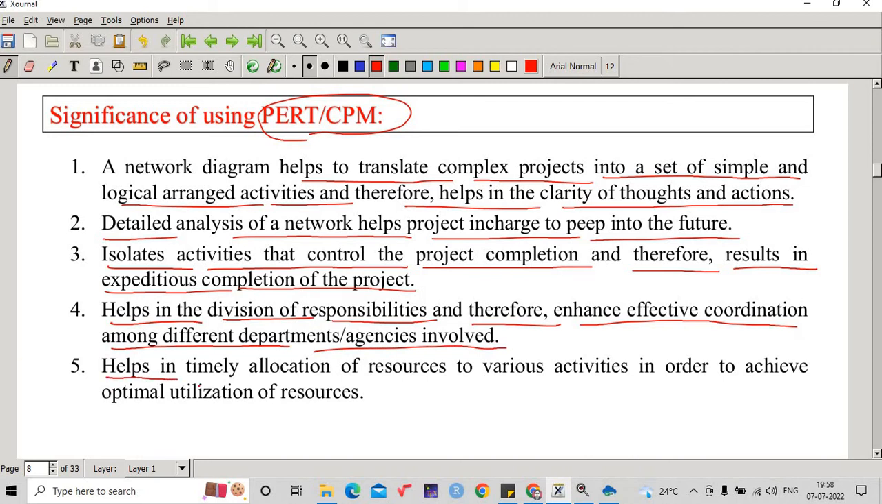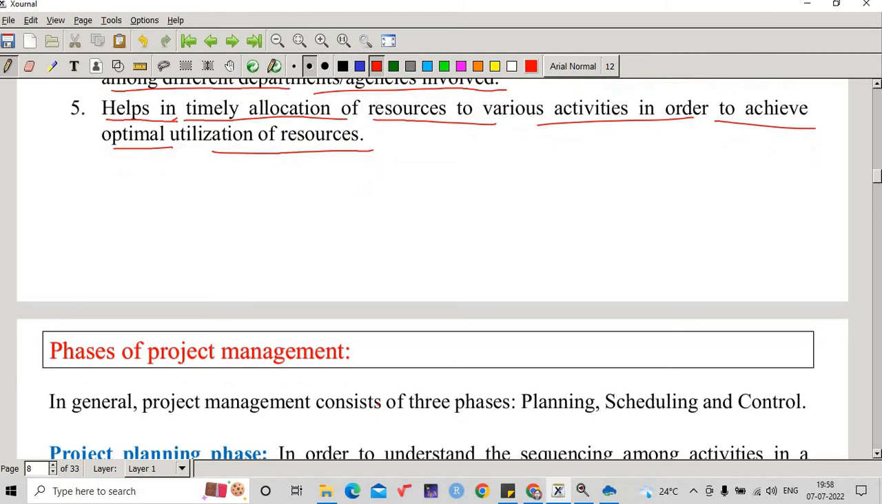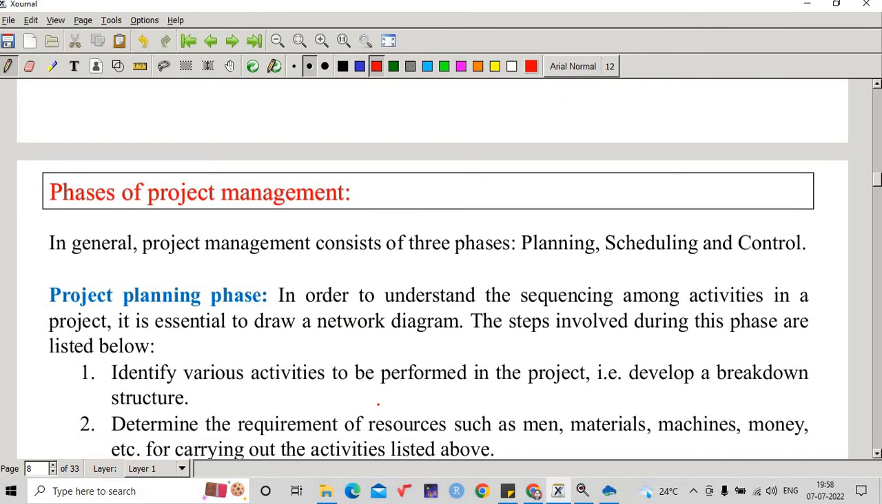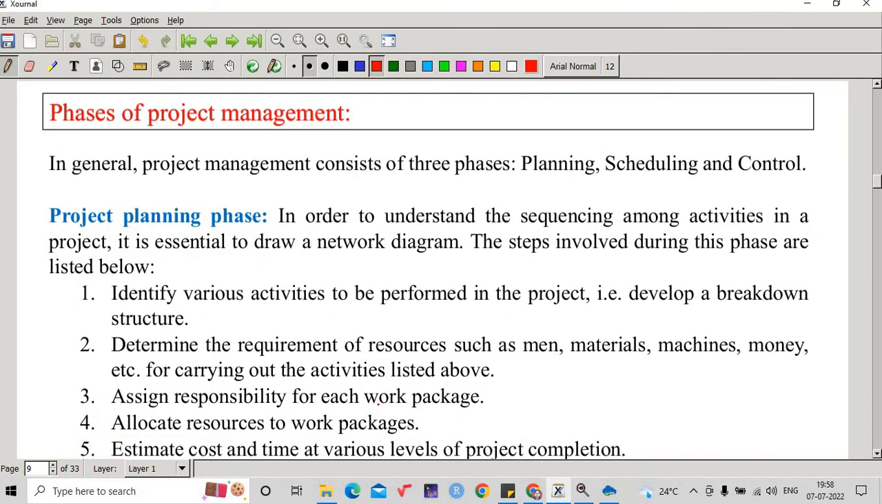Also, this analysis helps in timely allocation of resources to various activities in order to achieve optimal utilization of the resources. So the significance of PERT and CPM we have seen, and now the various aspects included in project management also we have to check out. In general, project management consists of three parts: planning, scheduling and control. So the project planning phase we will try to understand.